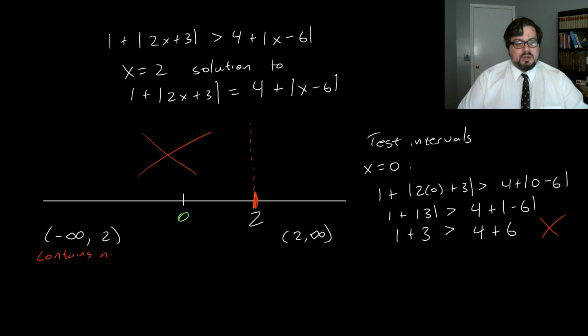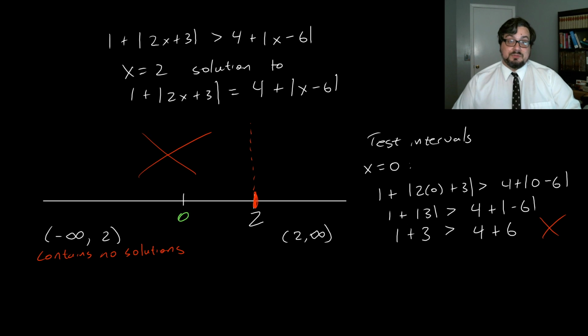1 plus 3 is not greater than 4 plus 6, which means that the interval from negative infinity to 2 contains no solutions, because the numbers in this interval are either all solutions or none of them are solutions. And because we found some number in the interval that wasn't a solution, that means that none of the numbers in that interval are solutions.